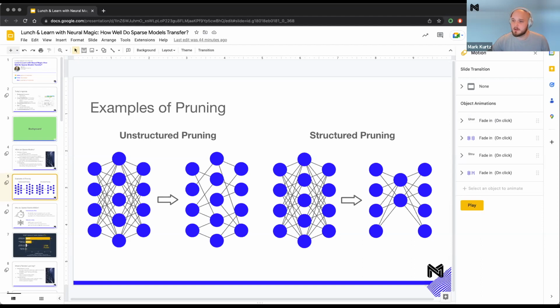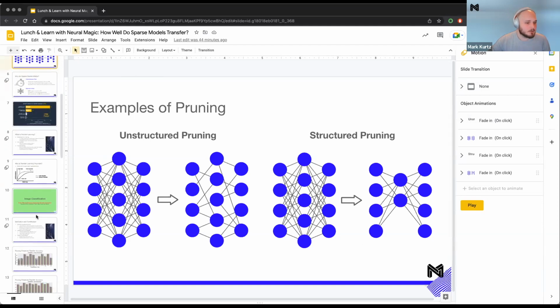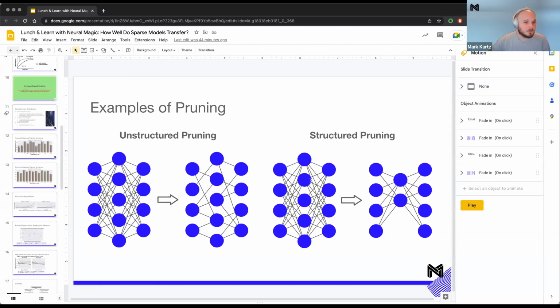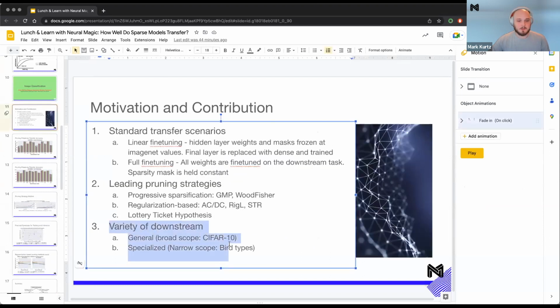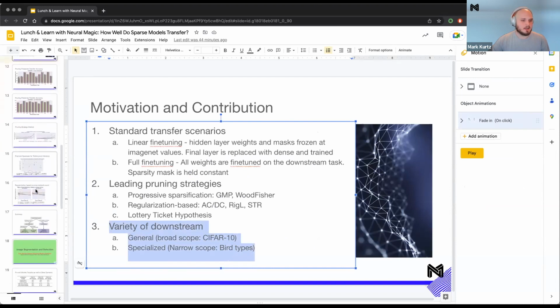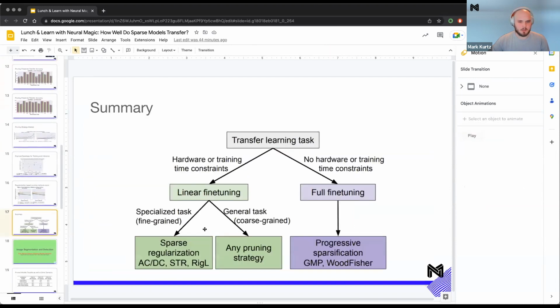And then let's see. So we had another one come in. One of your slides mentioned specialized versus general tasks. What tasks were those? I believe that would have been here. Yes. So this was just specifically how we grouped the different data sets that we were looking at. And that was specifically for the end result here, where we're looking at whether you had a specialized or general task in terms of what pruning strategy you wanted to use.